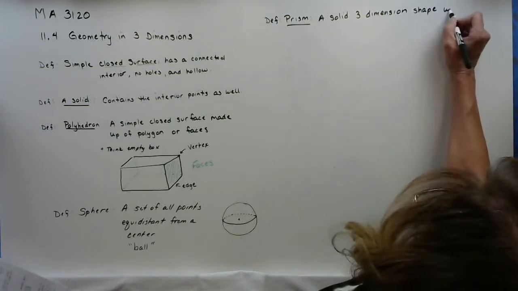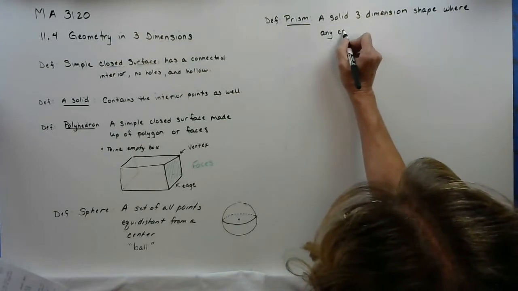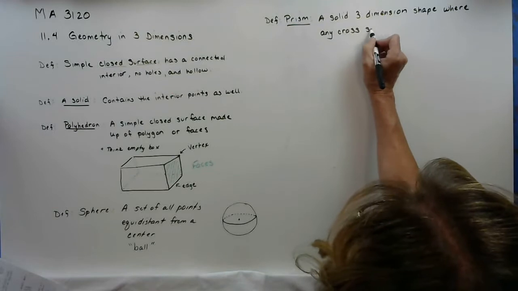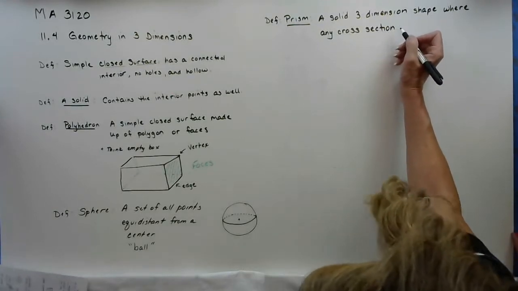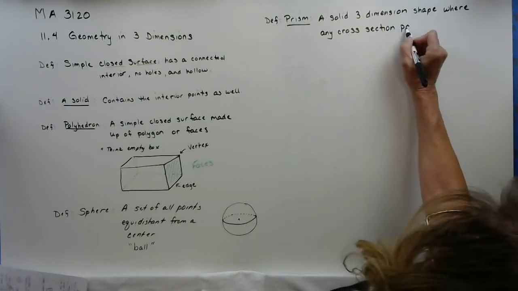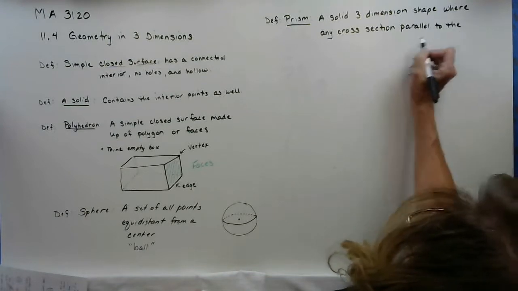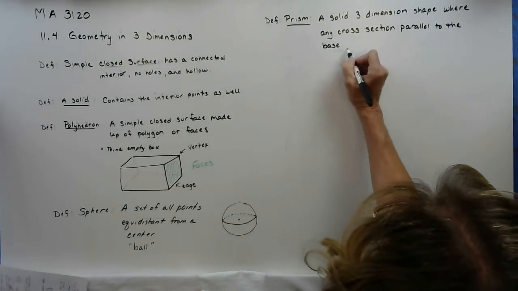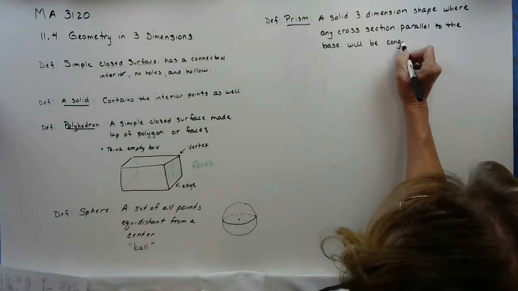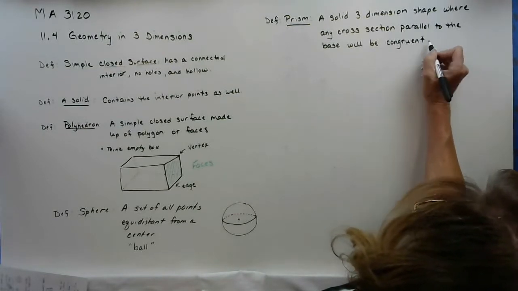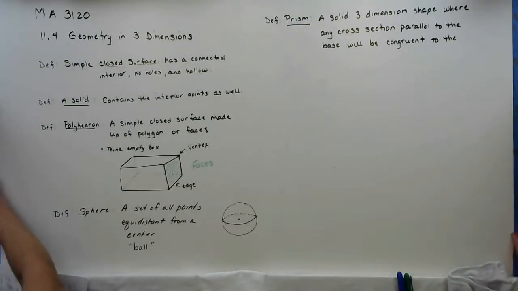Okay, so any cross-section parallel to the base will be congruent to the base. And this is where it's nice to think of a deck of cards.